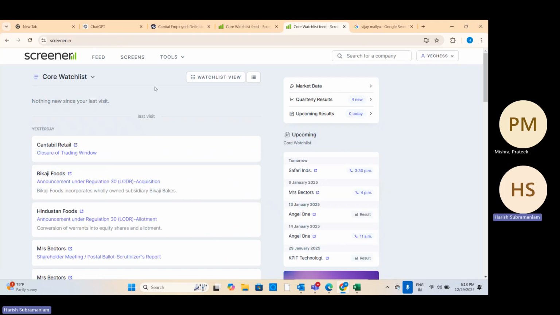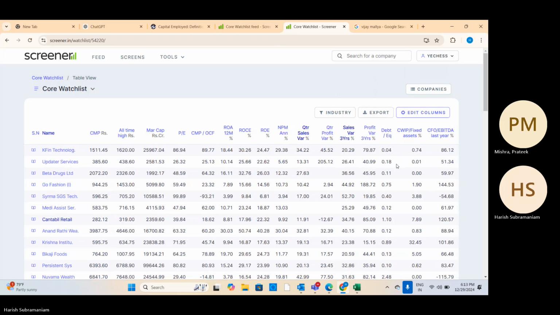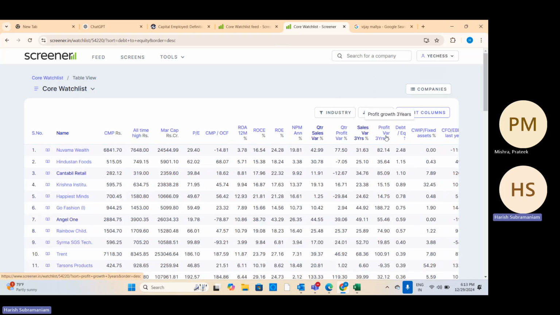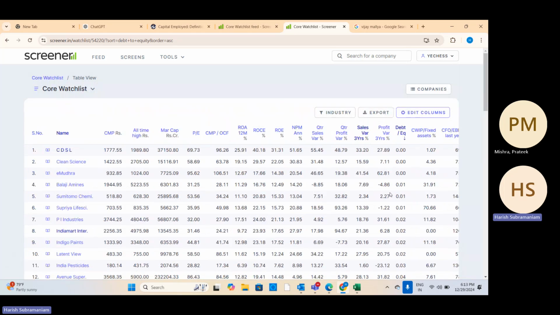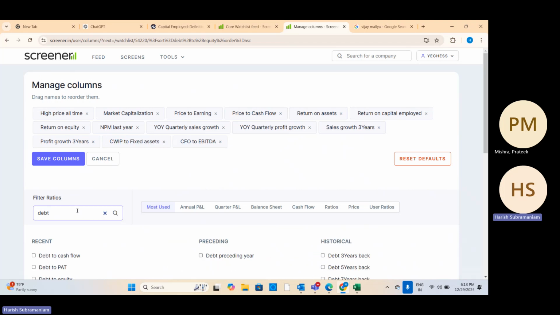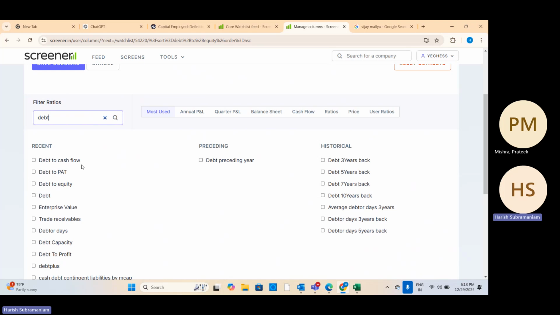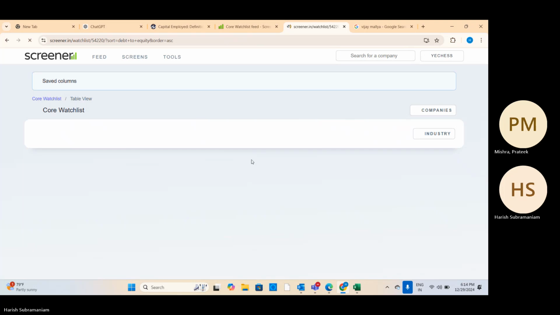So let's come over here to the watch list view. And here, you can see over here, we have debt to equity. And we can screen it in an ascending or descending manner. So we'll just look at debt to profit as well for the sake of discussion. We'll start with debt to profit. Okay, let's look at this debt to profit.